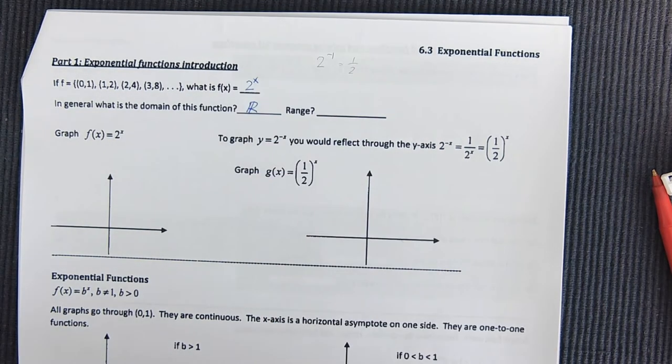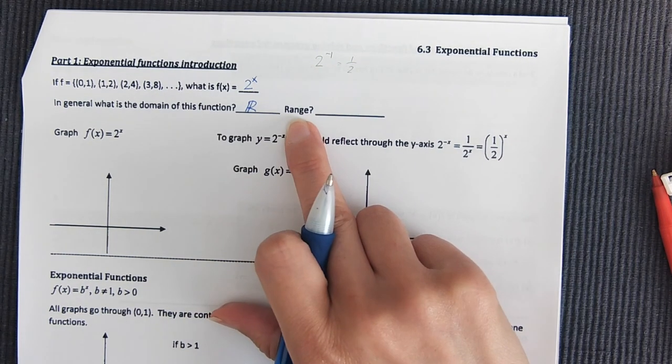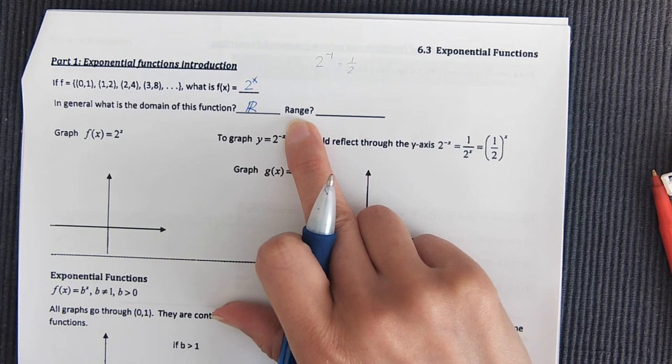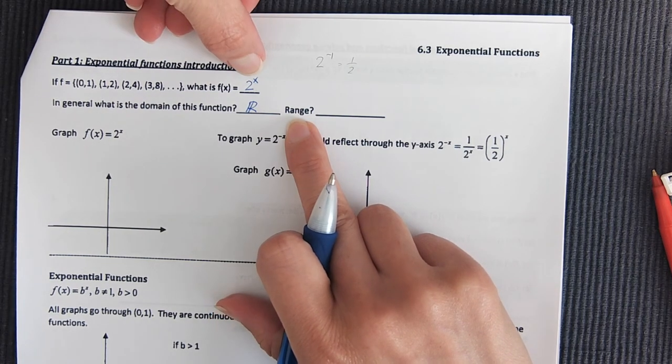Then what's the range in this case? Range means what's your result after you plug in. What's my y value? If I plug in negative 1 or negative 2 or negative 3, what's happening?